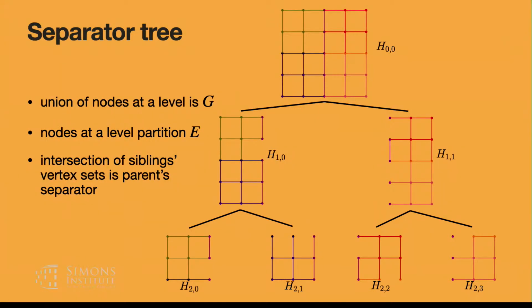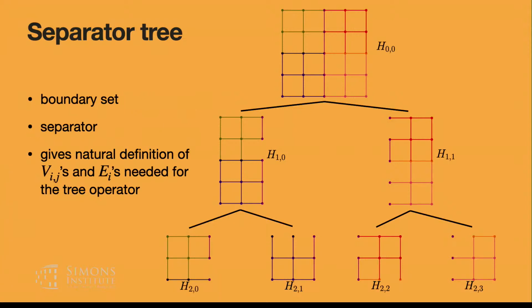Some other interesting properties: the union of nodes at a level is going to be the original graph. Also, the nodes partition the entire edge set. And if you look at two sibling nodes, like these two, the intersection of their vertex sets is the separator at the parent level.